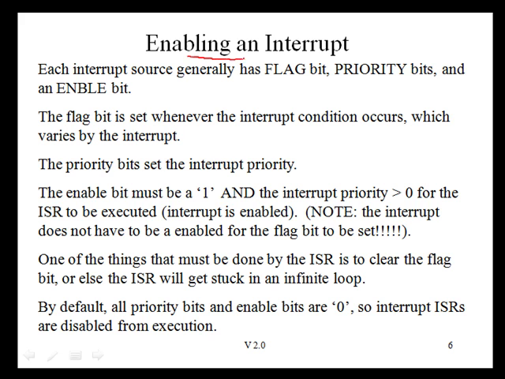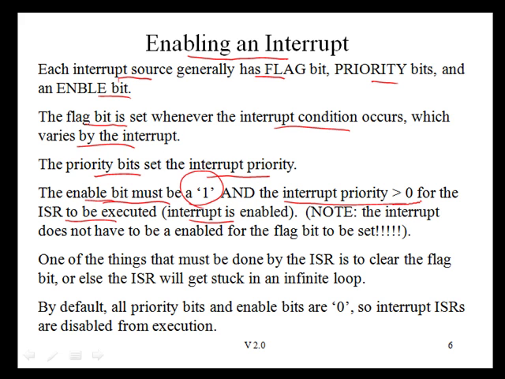Let's talk about the condition needed to enable an interrupt. What we mean by that is that the ISR is executed when the interrupt occurs. Each interrupt source generally has a flag bit, priority bits, and an enable bit. The flag bit is set whenever the interrupt condition occurs, which varies by the interrupt. The priority bits set the interrupt priority. The enable bit must be a 1, and the interrupt priority must be greater than 0 for the ISR to be executed, that is, for the interrupt to be enabled. Let's say that again. The enable bit must be a 1, and the interrupt priority must be greater than 0 for the ISR to be executed.